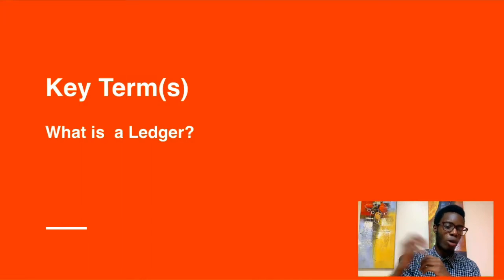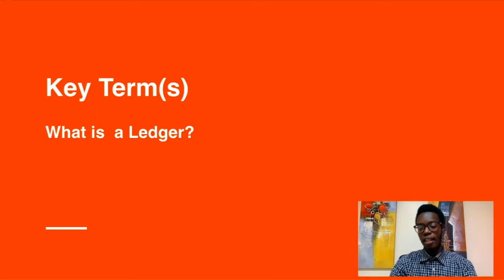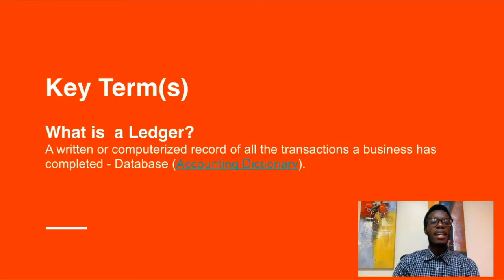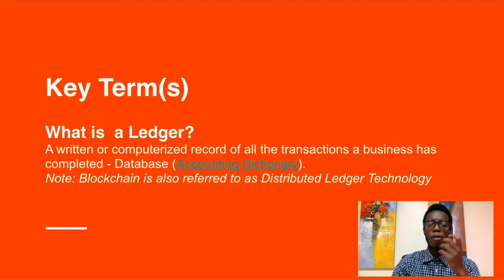Let's define what a ledger is, because this is another term that you'll come across a lot in this entire course. A ledger is simply a written or computerized record of all the transactions a business has completed. So in simpler terms, instead of calling blockchain a database, blockchain is also referred to as a distributed ledger technology. Yes, it's a distributed database. A ledger is just like a database pretty much. So we can just call blockchain a distributed ledger technology.